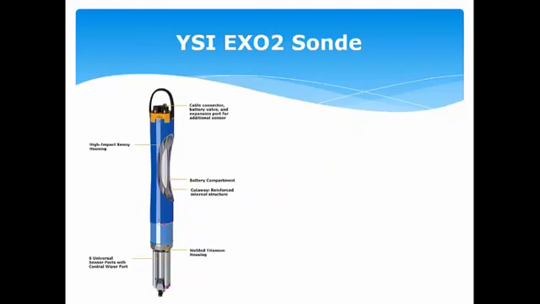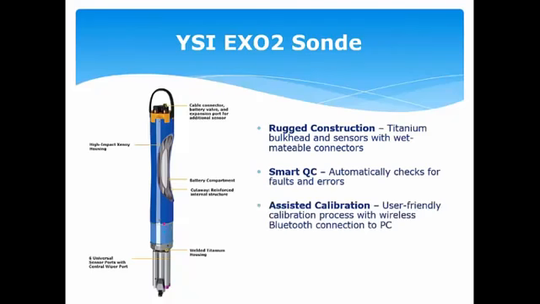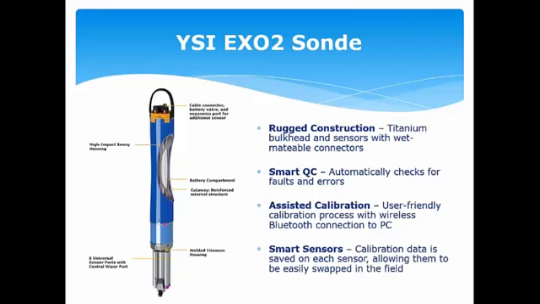Just an overview on the YSI EXO2 sonde itself. The word sonde is a French term for probe, so that's where that comes from. It's basically a platform for installing multiple sensors and outputting data. Some of the features of the sonde: it has a titanium bulkhead with wetmateable connectors, which makes it very nice when installing and removing connectors. You don't have to worry about moisture. It has Smart QC to check for any faults or errors with the sensors themselves. There's an assisted calibration that helps walk you through the calibration process. And all the sensors are smart, meaning that the calibration data is stored on the sensor rather than the sonde, making it easy to swap sensors in the field.